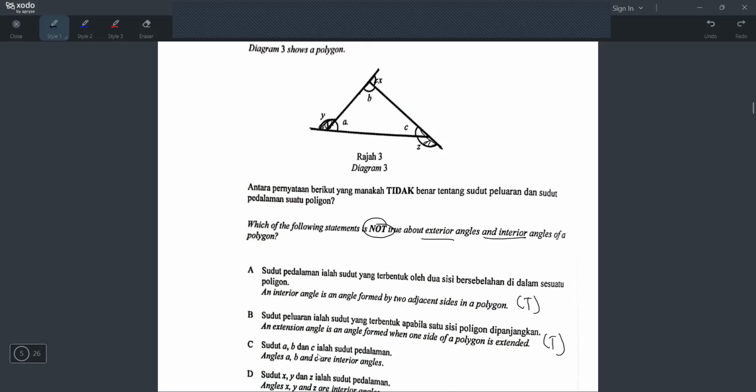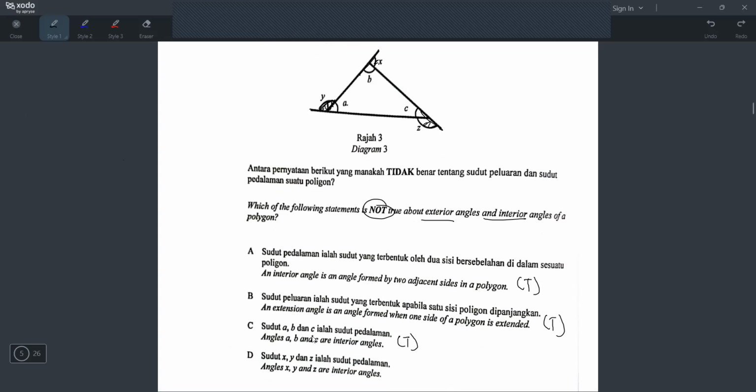All right. What about C? Sudut A, B dan C ialah sudut dalam. Angles A, B and C are interior angles. I just told you this is true. When I explained A just now, I told you ABC is interior. What about D? D says sudut X, Y, dan Z ialah sudut pedalaman. Angles X, Y, and Z are interior angles. Okay, this is false. X, Y, and Z we call exterior. Why exterior? Because it's outside the polygon.